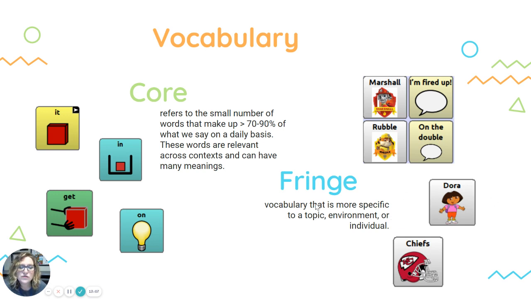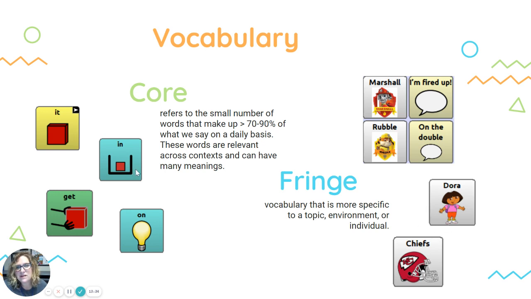However, this fringe vocabulary can also be very important. It makes up about 20% of what we say. And it's related to more specific topics, individuals, our preferences, our loves for things as well. So, for example, if I wanted to say, I want to eat, those would all be core words. However, it doesn't tell you what I want. So that fringe can be pretty important.